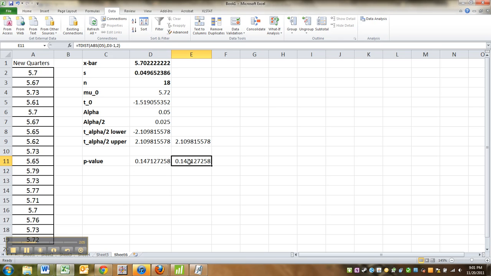If you have old school Excel that doesn't have the same function mine has, you have to do TDIST, absolute value of D5, like before, it needs it to be positive, then D3 minus 1, that's your degrees of freedom, and then you have to tell it whether it wants a one-tailed or a two-tailed. Because we were two-tailed, you pick comma 2, and then press enter, and you'll get the same number, 0.147. Now all this kind of belabors the point just a little bit, don't you think? Yeah, I think so too.